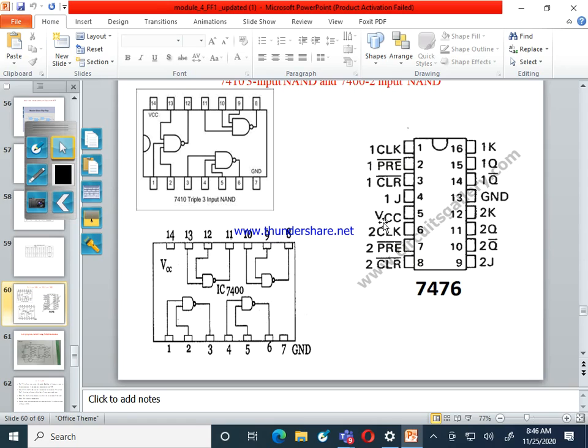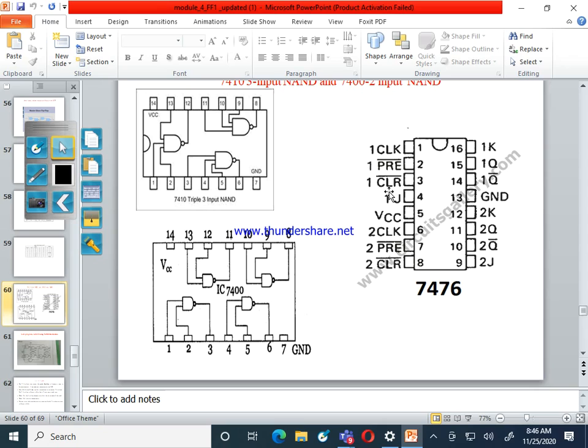1J and the normal VCC are common to all. VCC and ground: pin number 5 is VCC, pin number 13 is ground. Then 1J is over, 1K is pin number 16, and the outputs are 1Q and 1Q bar. Okay, this is for the dual JK flip flop.